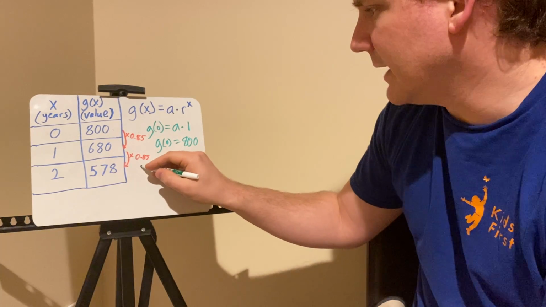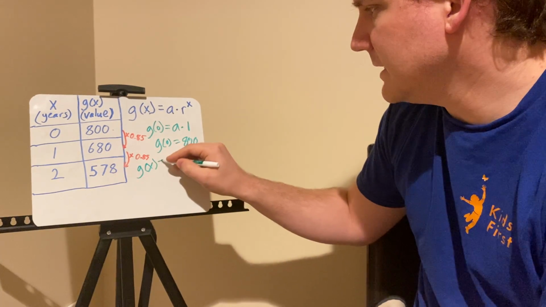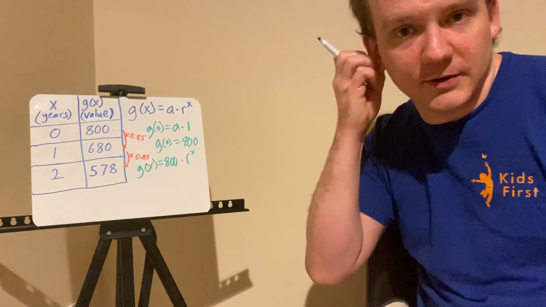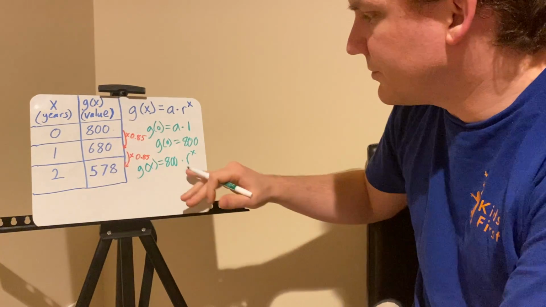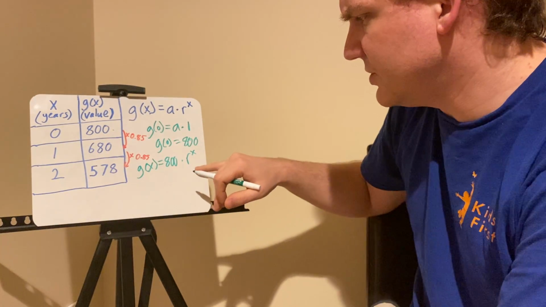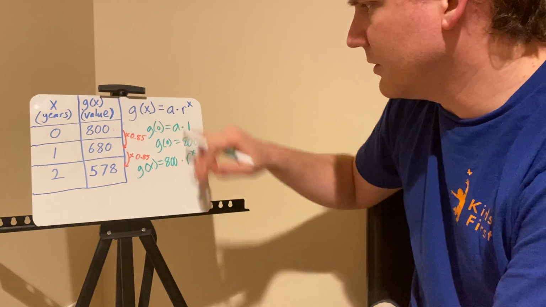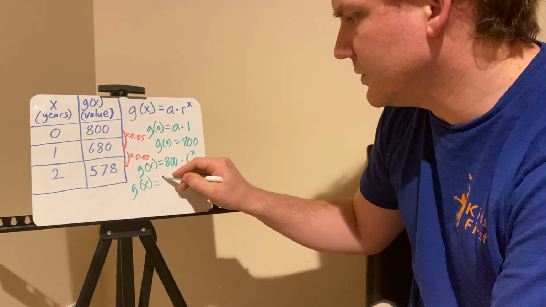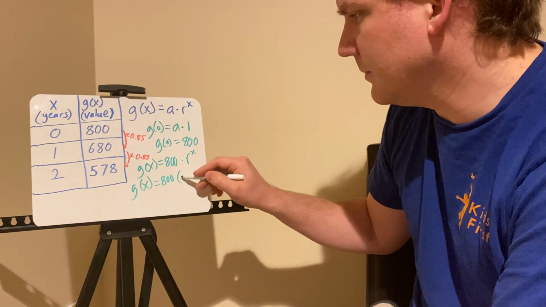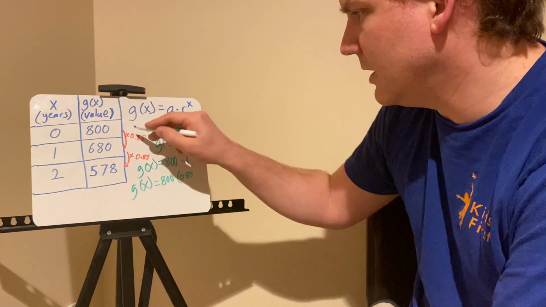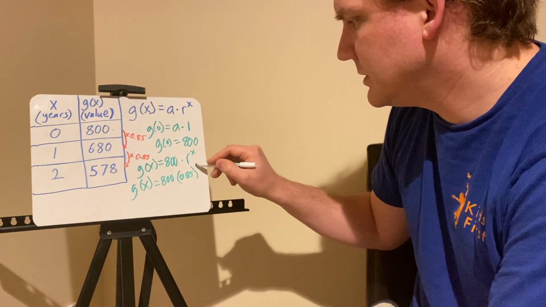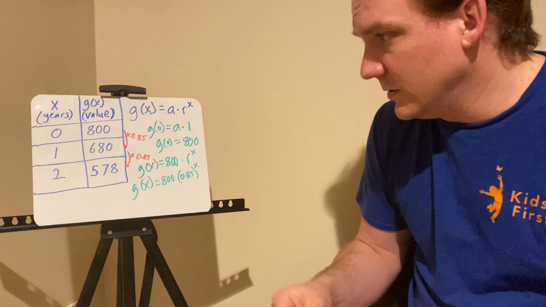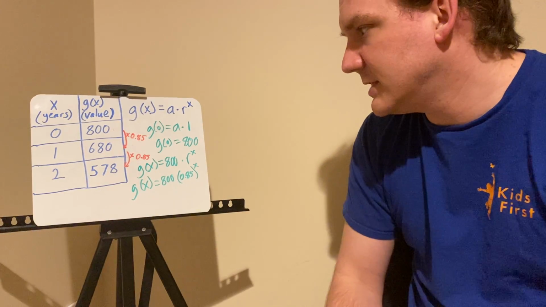So g of x is going to equal 800 times r to the x. And r is the common ratio, which we could go through and substitute values to figure out, but we know that r is going to be your common ratio. So in this case, g of x equals 800 times 0.85, the number I'm multiplying each number by, to the x. At that point, I can plug this in and test it out for the values, and it'll allow me to calculate future values.